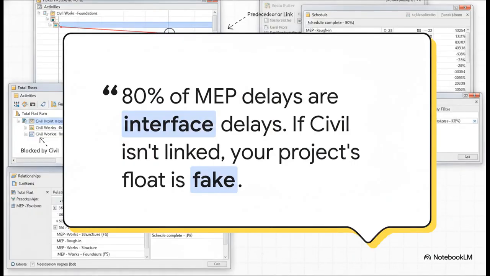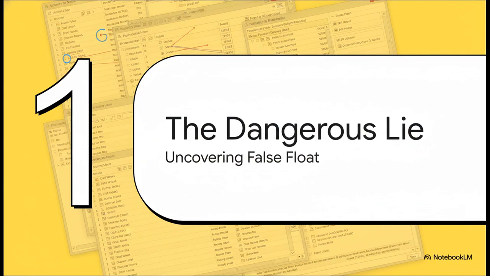This quote just nails it. A massive 80% of MEP delays, they're not because the crews are slow, it's because they're physically blocked by another trade. So if you haven't logically tied your civil works to the MEP works that have to follow, any float you see in that schedule, it's completely, 100% fake. It's an illusion. So let's pull the curtain back on this dangerous lie, shall we? I'm going to show you exactly what this false float looks like inside the software, so you can spot it a mile away in your own projects.